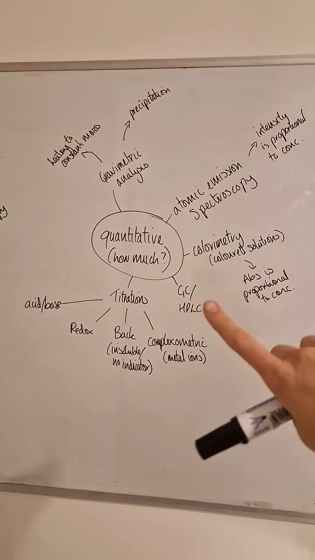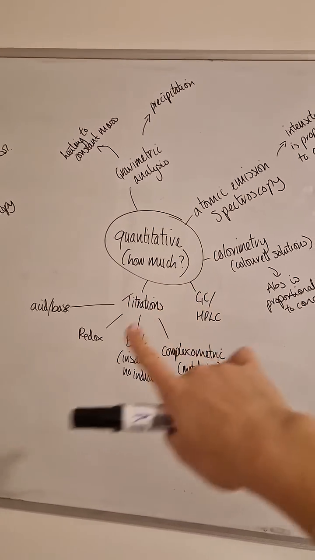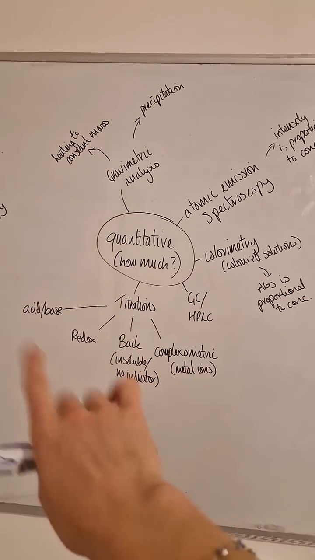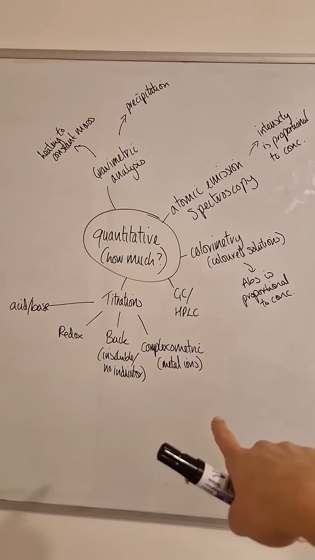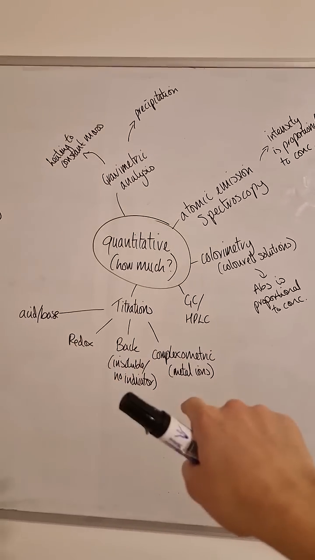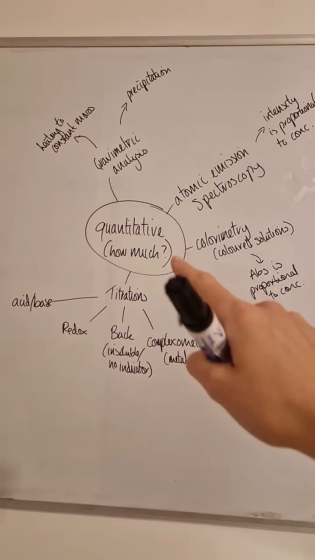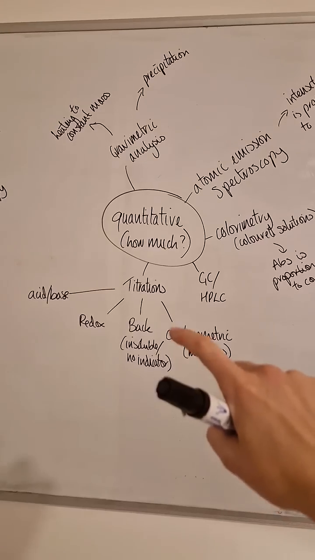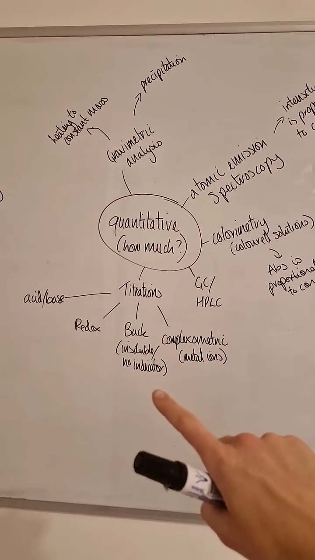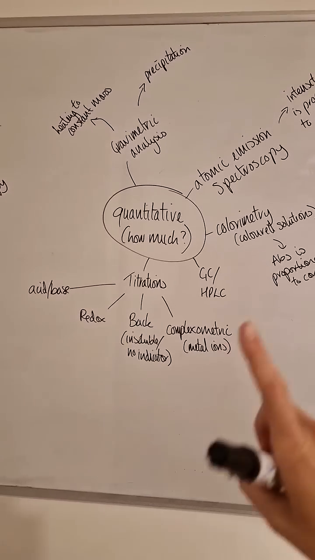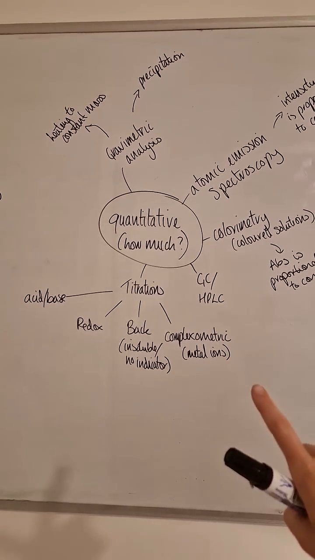For methods of quantitative analysis, where we work out how much of something we've got, we've got our titrations, and we've got 4 different types of titrations: acid-base, redox, back titrations, and complexometric titrations. Each titration is used depending on the reaction that you need to use to identify how much of the substance you have. For back titrations, we normally use them if the substance we're trying to analyse is insoluble in water or there's no suitable indicator, and complexometric titrations tend to be used for analysing the concentration of metal ions.